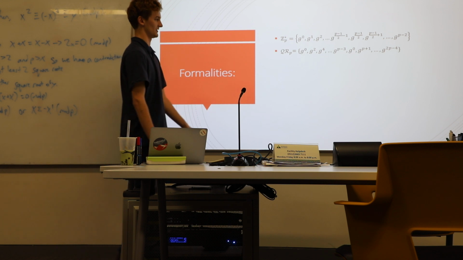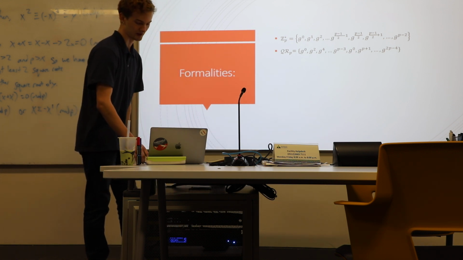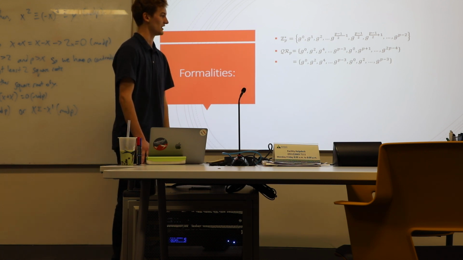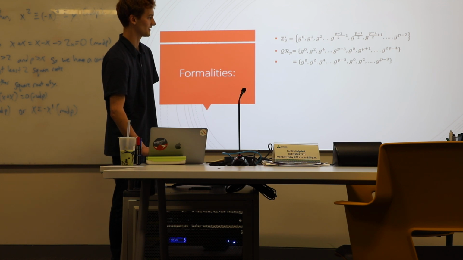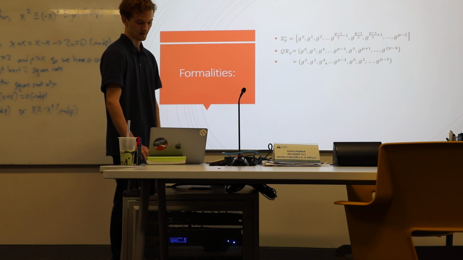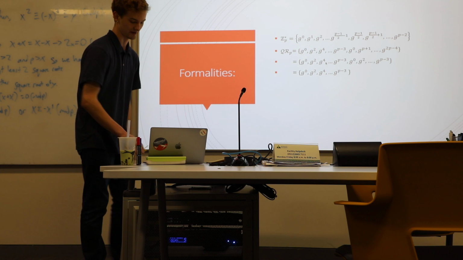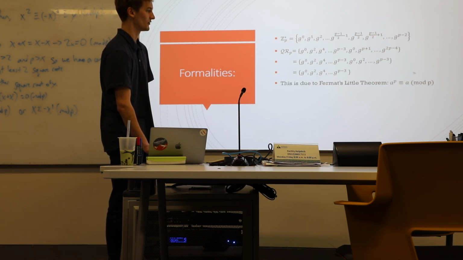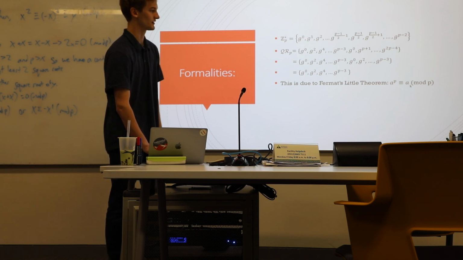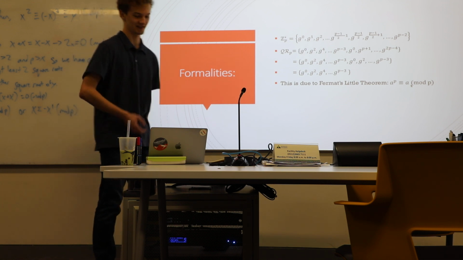Then you can square everything. So you're just multiplying everything by 2 in the exponent. And then you see that basically the second half is the same as the first half. So you can just shorten the list and only consider every other element. And this is due to something called Fermat's little theorem, where basically a to the p is congruent to a modulo p. So that means that there's a cycle.